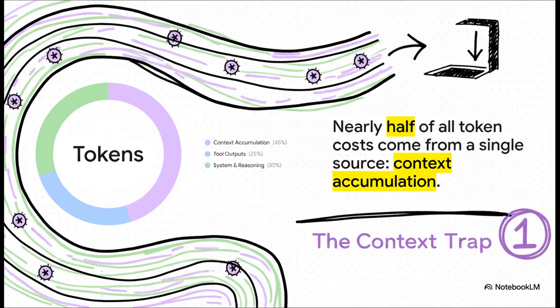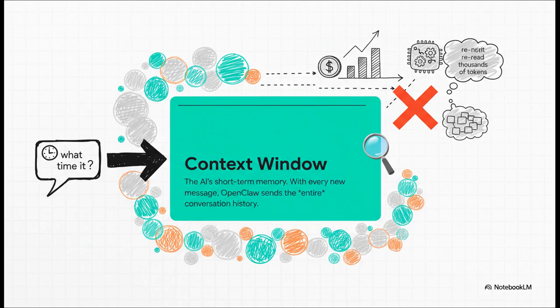Okay, check this out. When you see it broken down like this, it's kind of shocking. Nearly half of all your token costs come from one single source: context accumulation. Let's just call this culprit number 1, the context trap. This slide right here shows exactly how that trap works. See, with every single prompt, OpenClaw sends the entire conversation history back to the model. So after a long coding session, even a simple question like, "Hey, what time is it?" forces the AI to reread thousands, maybe tens of thousands of tokens of history. And yep, you pay for every single one of them.